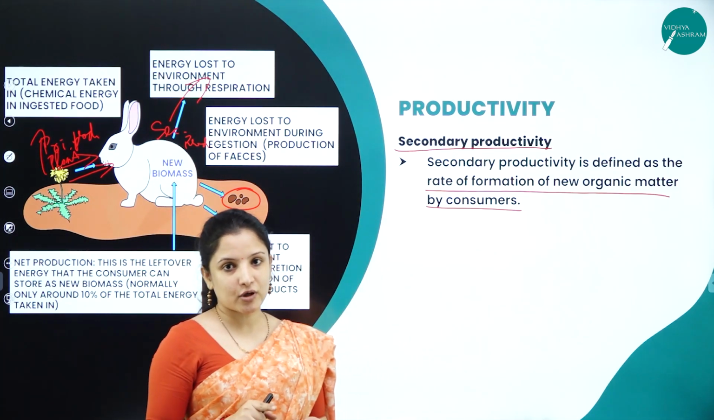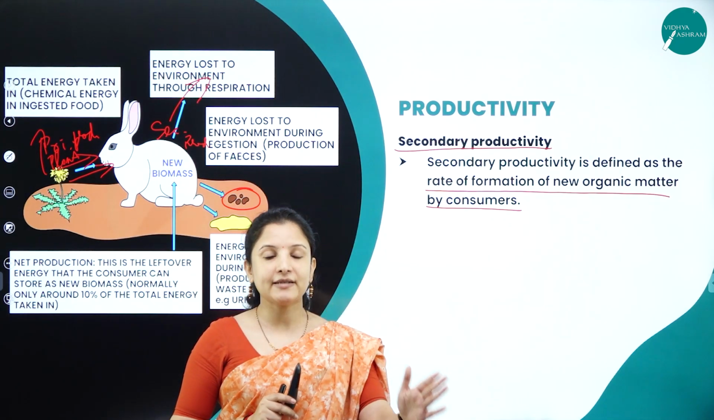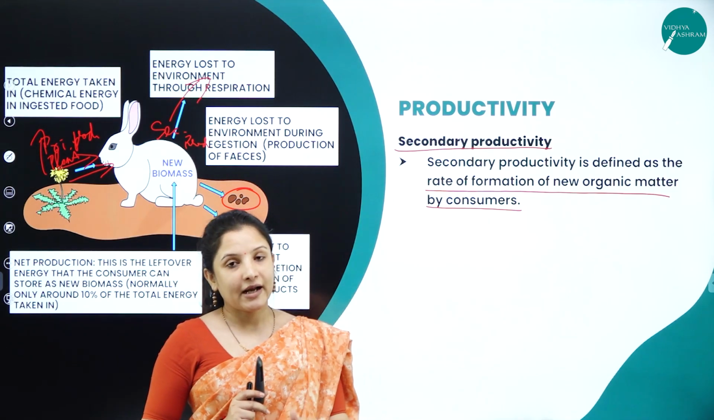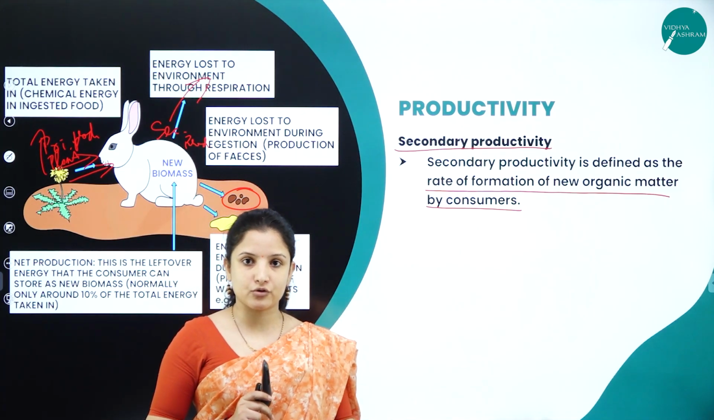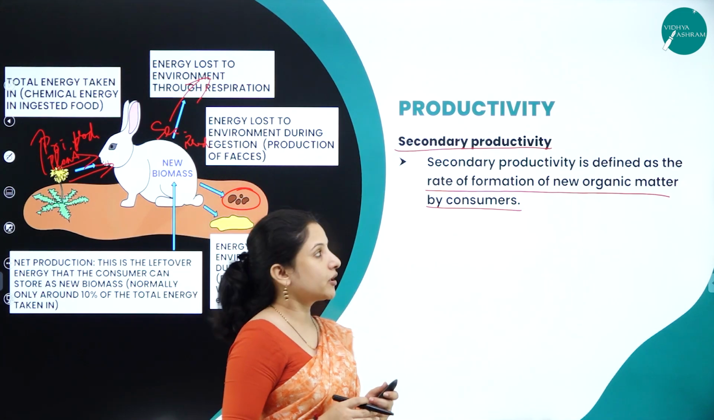So always remember, primary productivity is for the plants, the autotrophs. The secondary productivity is for the animals or the heterotrophs who feed on the autotrophs or who feed on the producers. So this is about secondary productivity.